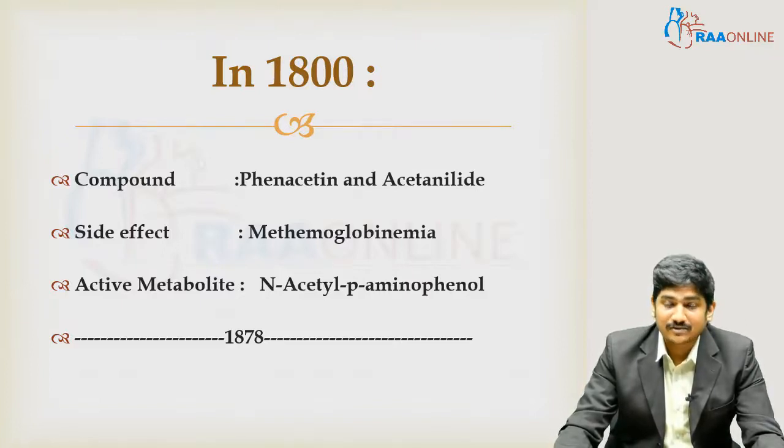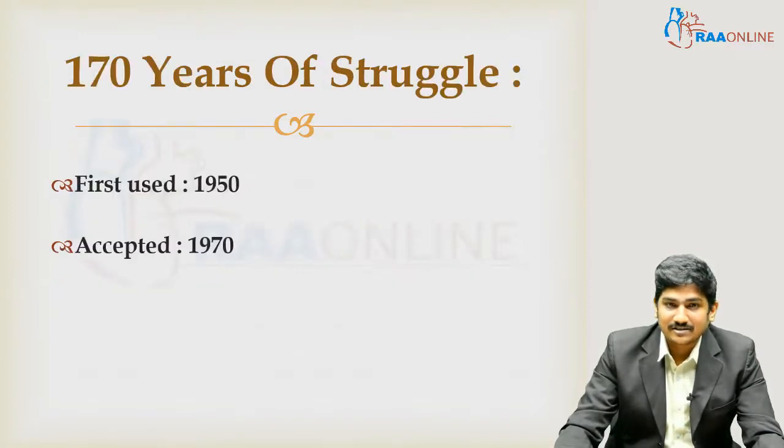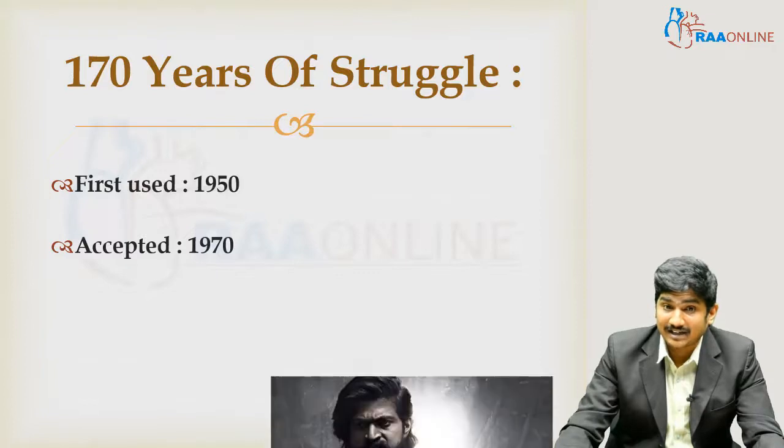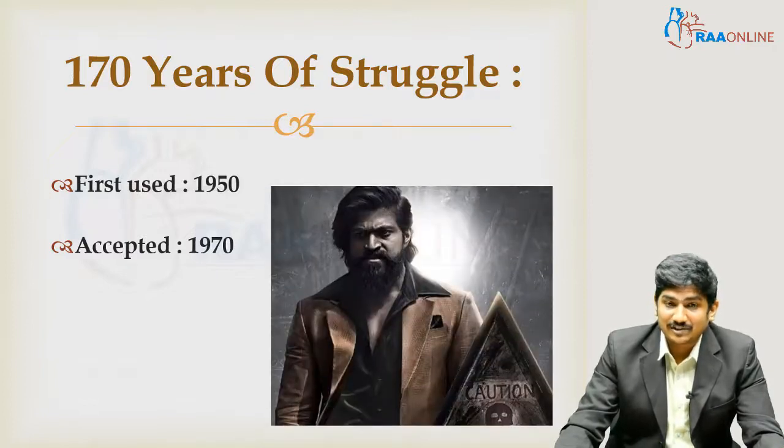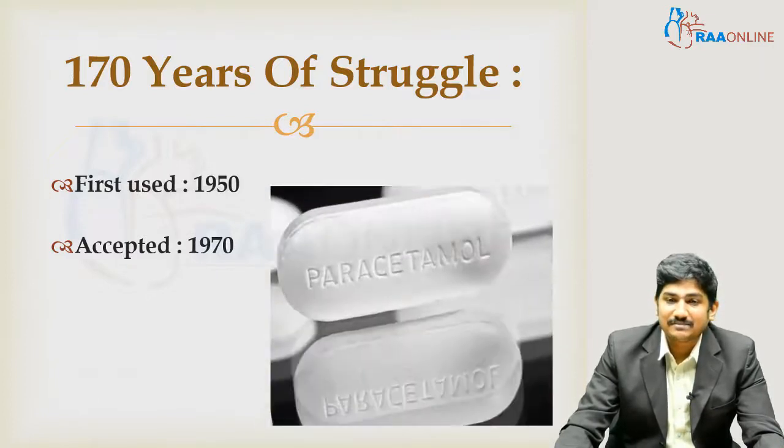The active principle for these two compounds is actually N-acetyl para-aminophenol. They were not able to extract this for nearly 70 years. Only by 1878 were they able to extract this active principle. So after nearly 170 years of struggle, it was first used in 1950 and accepted in 1970. This is because of the fear of the methemoglobinemia which the parent compound had. So we have this wonderful drug called paracetamol.